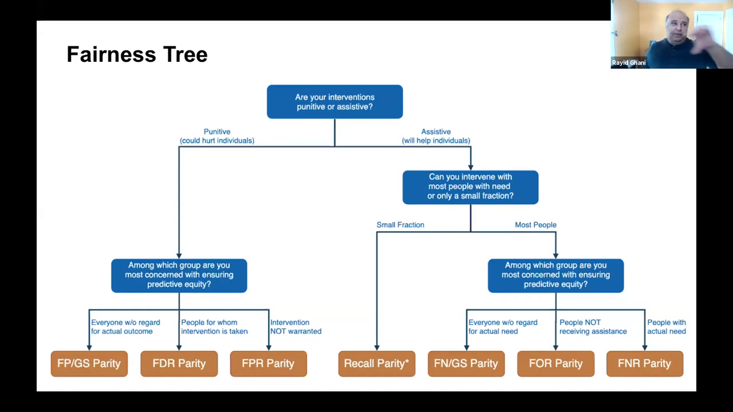And so we end up in, as Kit is saying, we end up in that branch quite often in those types of cases. As we get more and more resources for problems, we kind of move towards the right, into the most people. But yeah, a lot of the problems we're going to talk about today, we end up in that recall parity world because we can only intervene with a small fraction, and we have to prioritize, rather than the other way around.